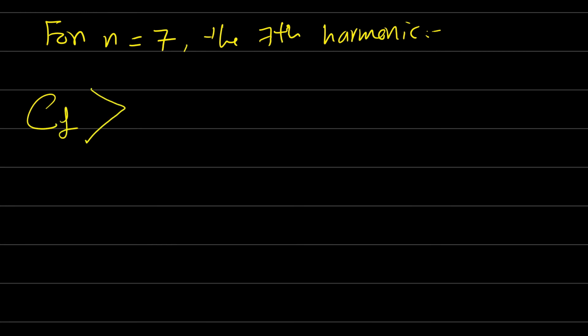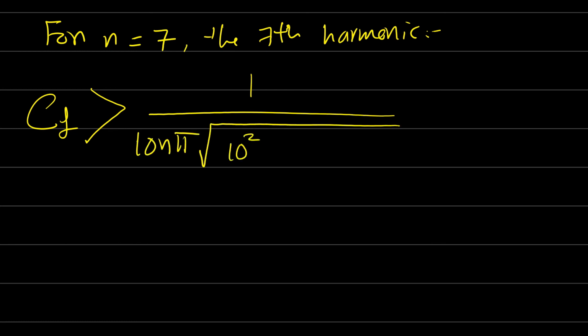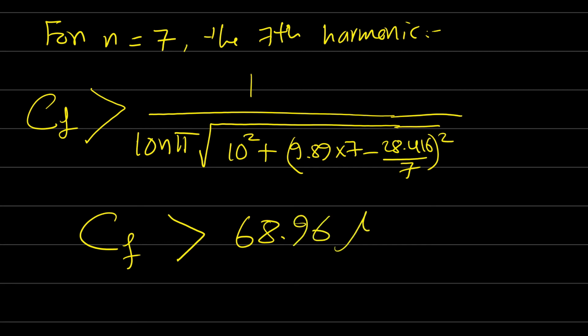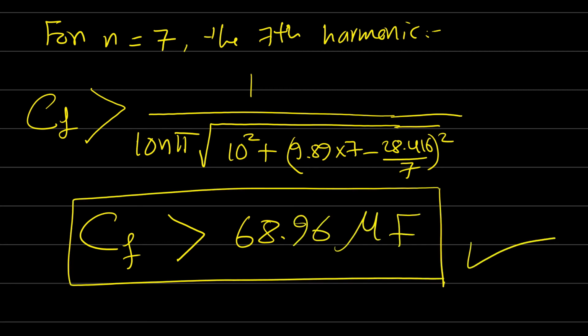So here for n equals 7, this is the 7th harmonic, the capacitor value must be greater than 1 over 10 n π times the square root of 10 squared plus (9.89 times 7 minus 28.416 over 7) squared, and here finally CF must be greater than 68.96 microfarad. Okay, and this is the capacitor value, the filter value.